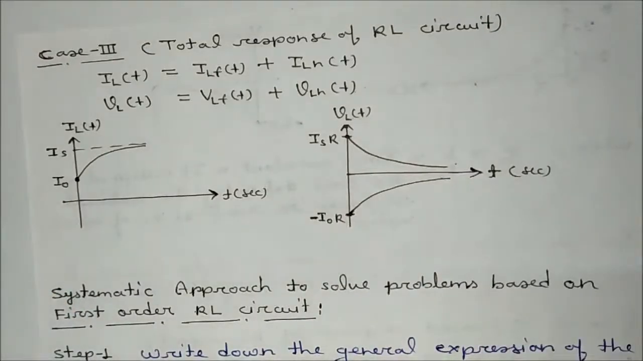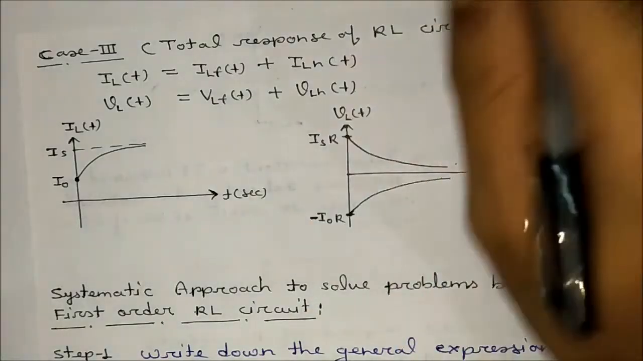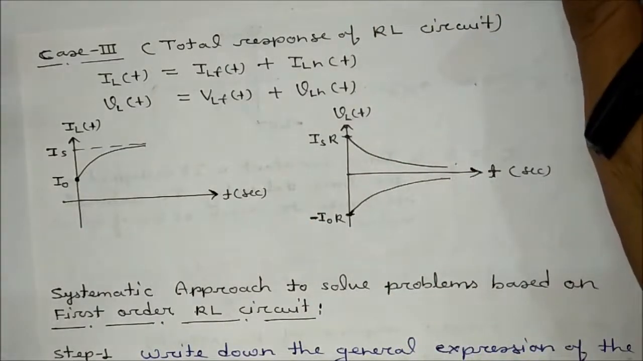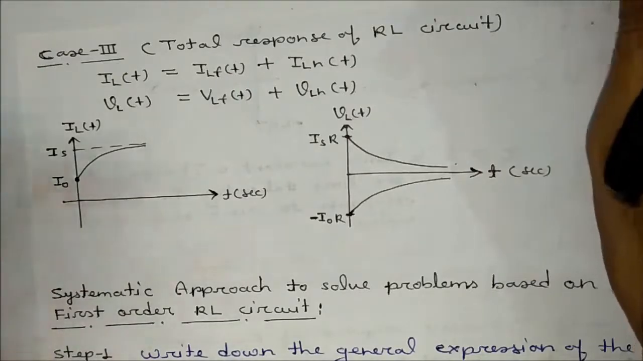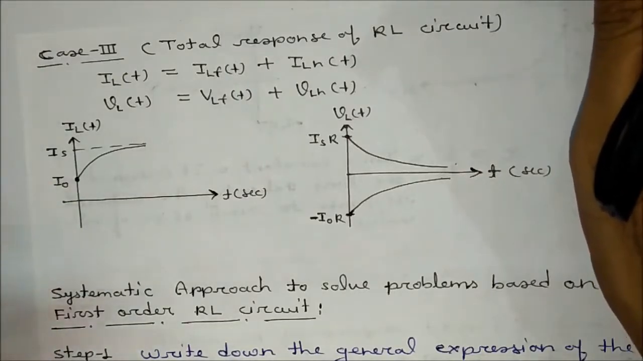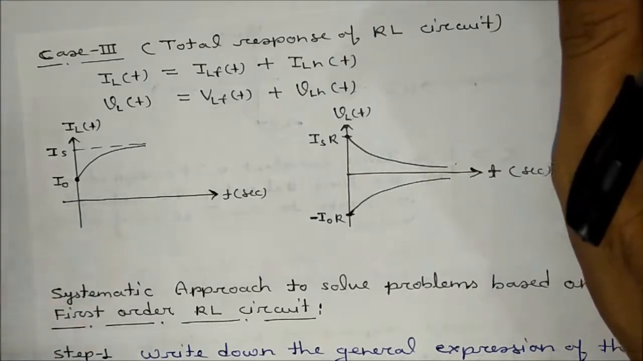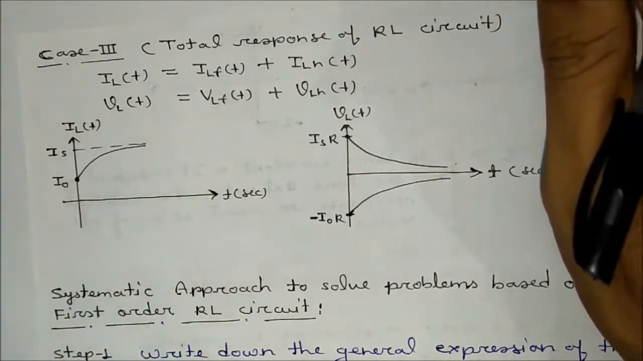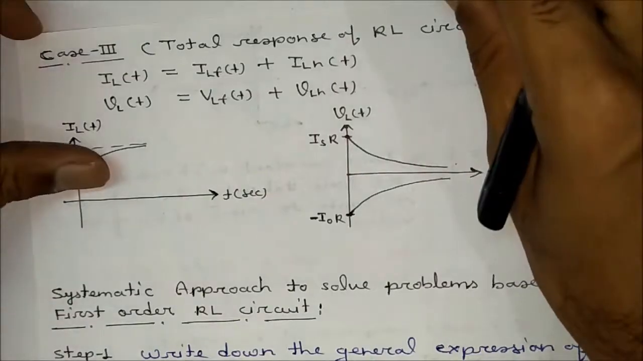So these are all the responses that you can develop in case of a first order RL circuit. The basic expression that you have to remember is the general expression for iL(t), with iL(∞), in the same manner as what you did in case of the RC circuit. In the RC circuit, we developed 5 steps to solve the problems. Similarly, in the RL circuit, you have to follow exactly the same steps, but everything is replaced with the current here.